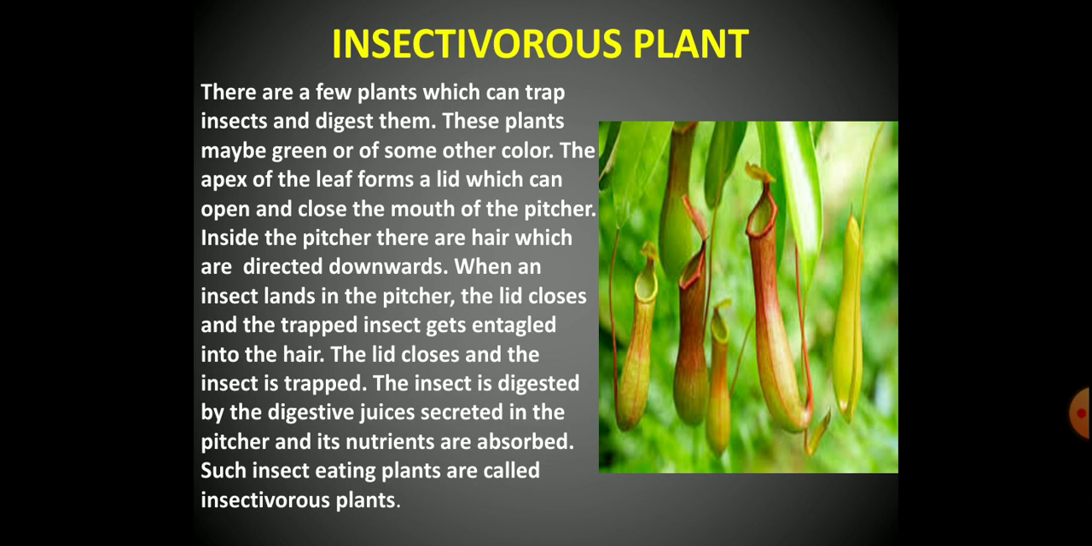The apex of the leaf forms a lid which can open and close the mouth of the pitcher. Inside the pitcher there are hairs which are directed downwards. When an insect lands in the pitcher, the lid closes and the trapped insect gets entangled in the hair. The insect is digested by the digestive juices secreted in the pitcher and its nutrients are absorbed. Such insect eating plants are called insectivorous plants.